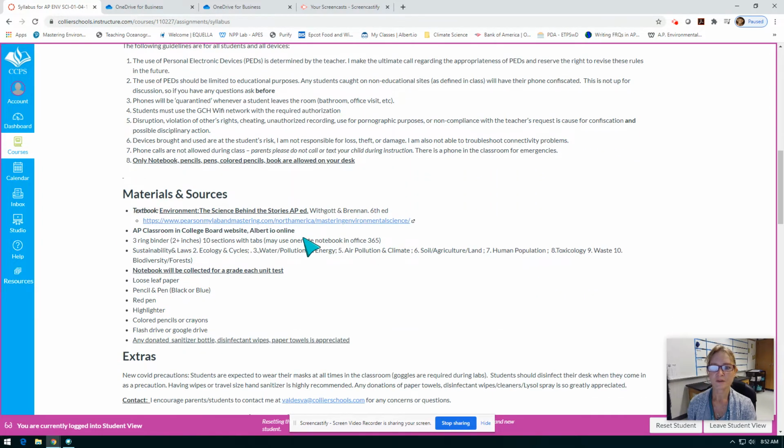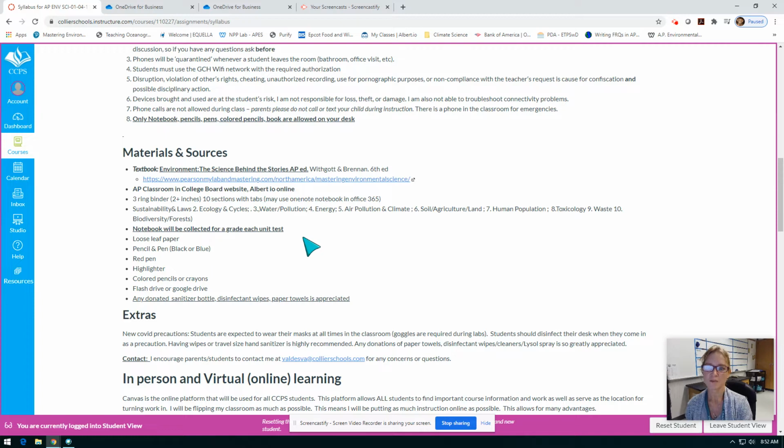In terms of the materials, so again, your textbook is online, and I do have physical books for those of you who need it. We will also be using AP Classroom, which is the website that's basically been set up by the College Board. The College Board is the one that gives the AP exam in May. We also will be using Albert Online, which is also a great assessment tool for the course.